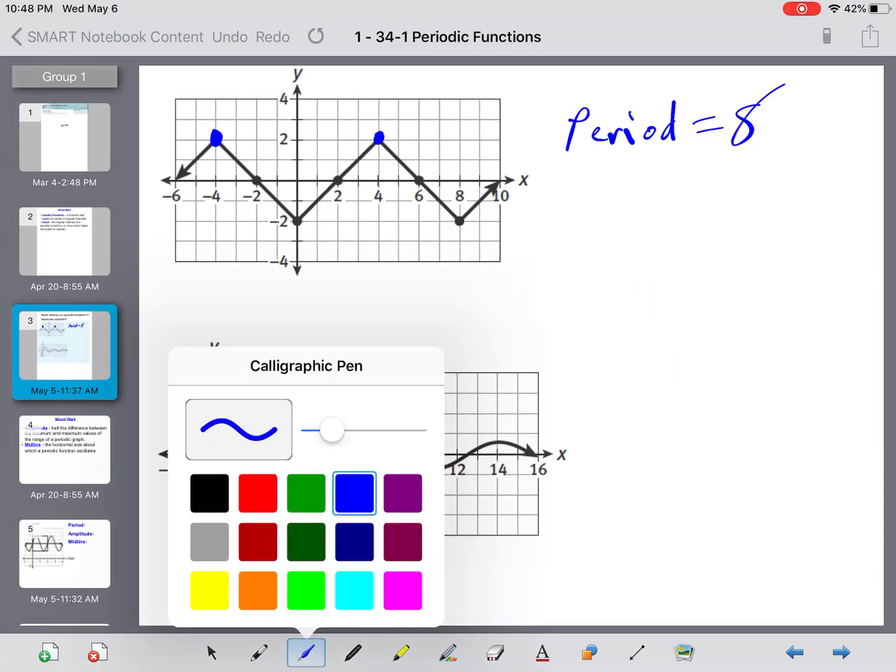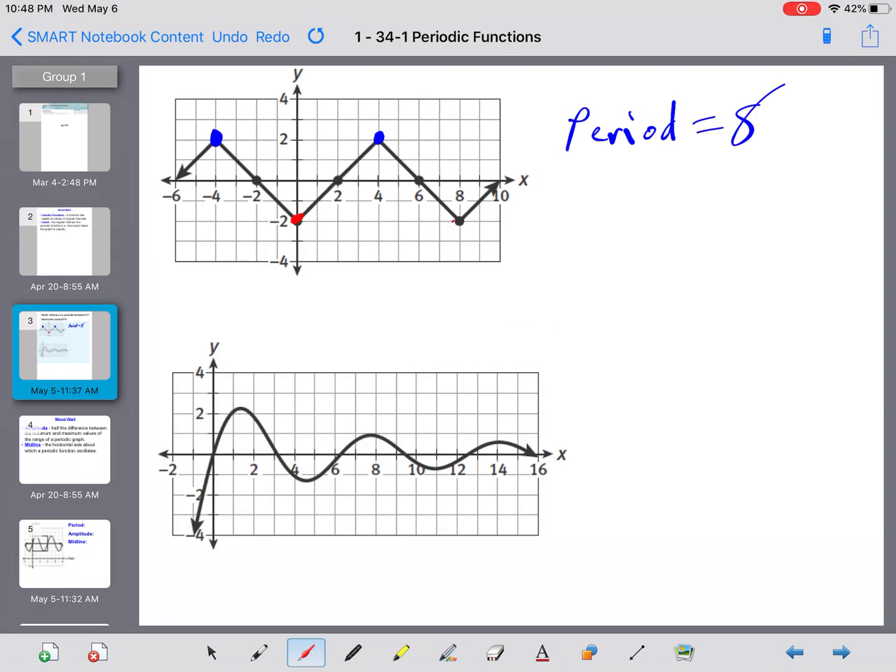Now, again, where the period starts doesn't matter. If I went from this bottom to this bottom, that's still a distance of 8, from x being 0 to x being 8.